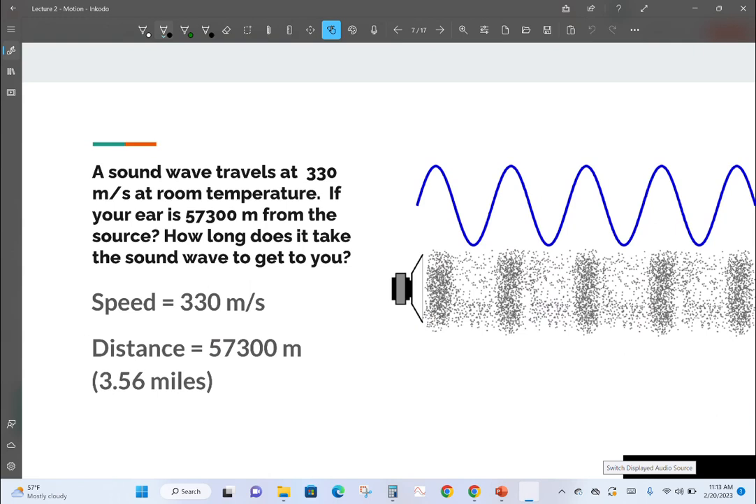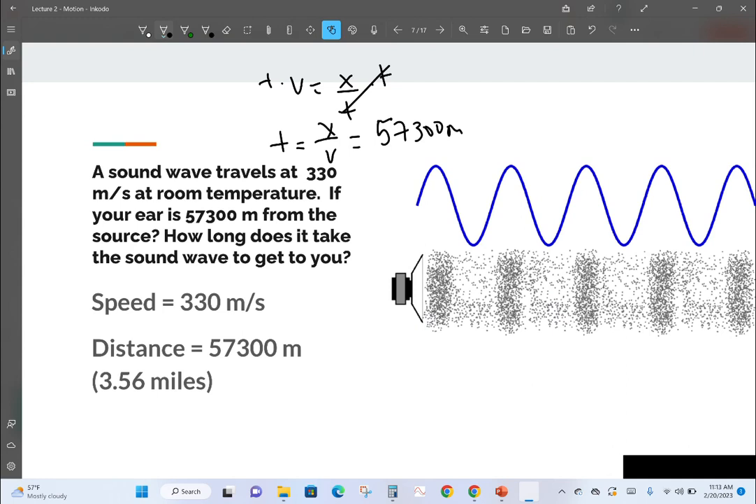Also, we can use dimensional analysis and our understanding of the formula for speed to calculate things like time. So imagine that you have a sound wave traveling at 330 meters per second at room temperature. If your ear is 57,300 meters from your source, how long does it take the sound wave to get to you? Well, we know that speed equals x over t. That's the formula that we've been using. So if we want to know t, we're just going to solve for t by multiplying both sides by t. t is going to be equal to x divided by v.